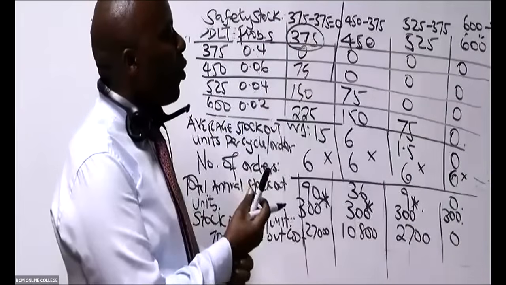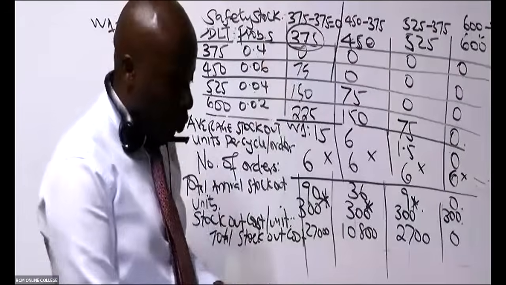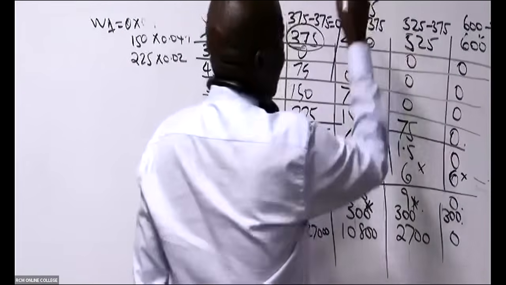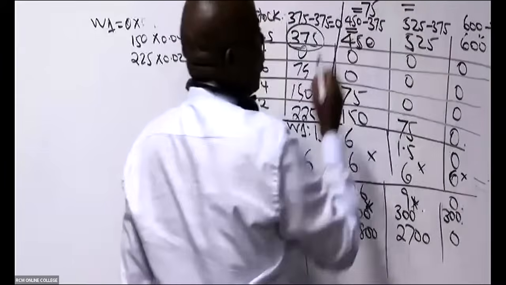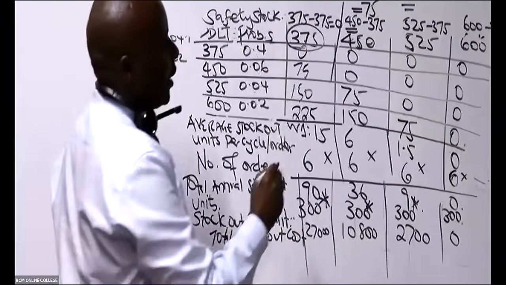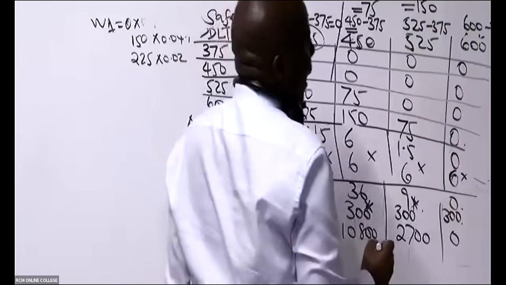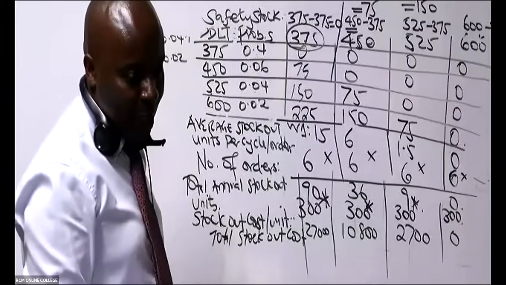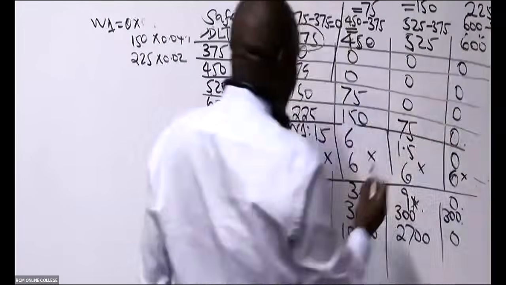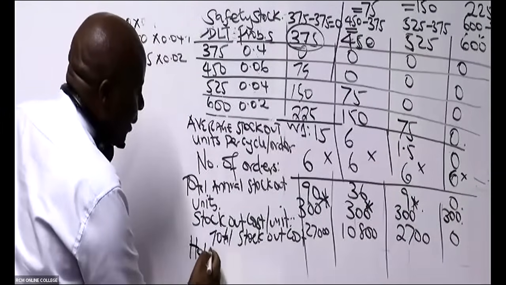So when I go to the second one, I will say 450 minus the smallest number. So 450 minus 375 gave you guys what figure? Somebody's giving me a figure of 75. Is that okay? 75. The third one will give me what number? 150, right? The safety stock here is 150. And then the last one will be 600 minus 375, which gives me 225, like that.